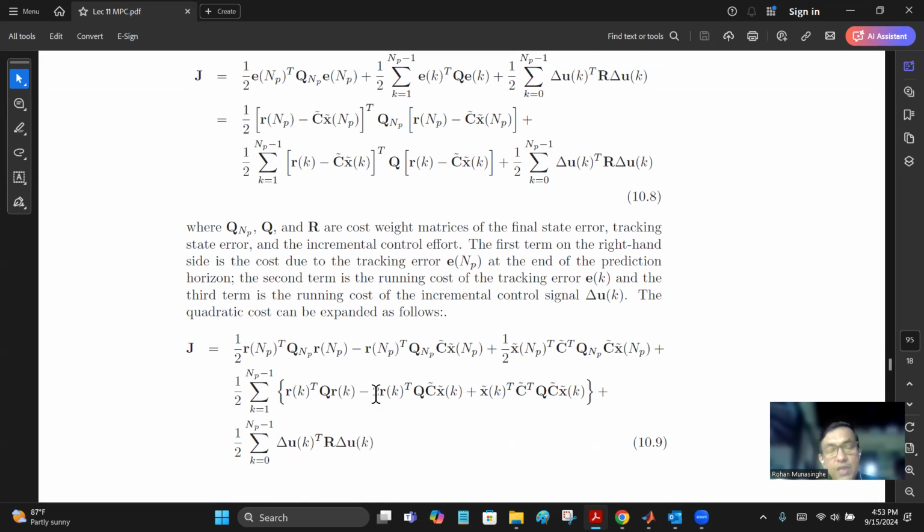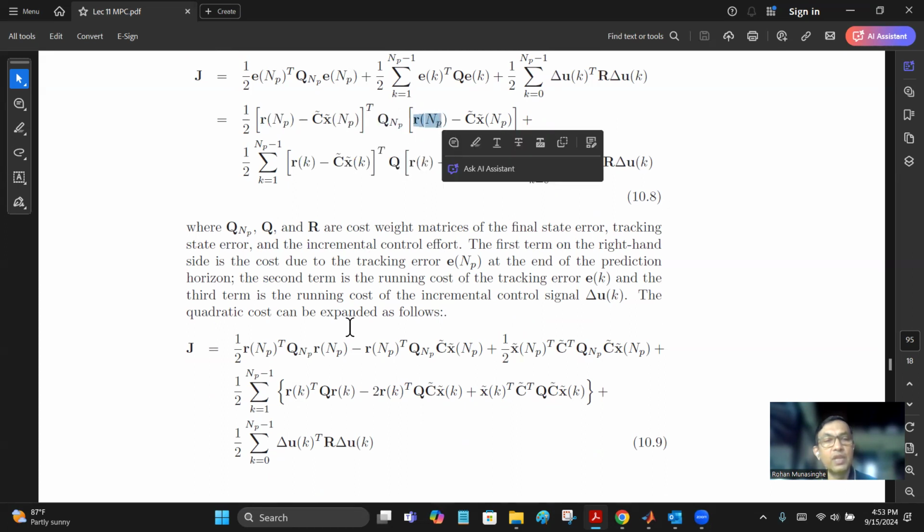So take some time at home to digest all of these things. But as I said earlier, this is just sheer length; there's no complexity at all. I can take you one by one and explain everything, but it's quite unnecessary. It's pretty obvious if you look at any one of these things: R NP transpose Q NP times R NP. So that's over here.